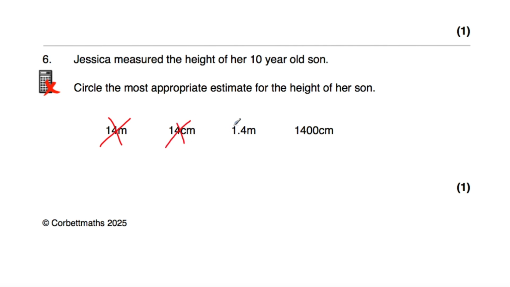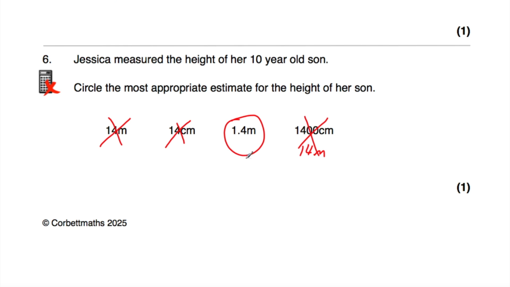Nope. 1.4 meters or 1,400 centimeters. I'm going to change this 1,400 centimeters into meters just so I can understand how large this is. So there's 100 centimeters in a meter. So if you divide this by 100, that would be 14 meters. So that's the same as this one. So no, that wouldn't be appropriate either for the estimate for the height of her son. So the estimate that would be most appropriate for the height of her son would be 1.4 meters. And think about it. 1.4 meters is 140 centimeters. A meter stick in a classroom is 100 centimeters.